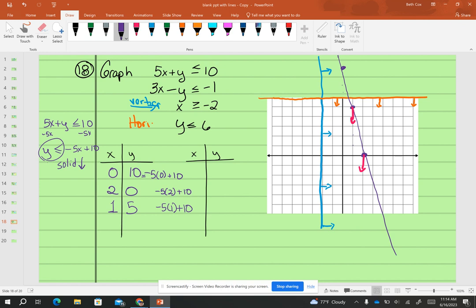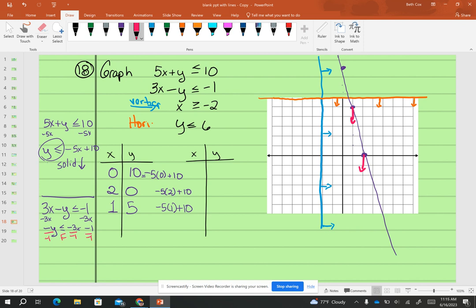All right, let's do our last line. Again, we need to make it 3x minus y is less than or equal to negative 1. We need to make it say y equals, so we'll subtract the 3x on both sides. Negative y less than or equal to negative 3x minus 1. And this is just like the one we did before. We have to divide everything by the negative 1, and that forces a flip.